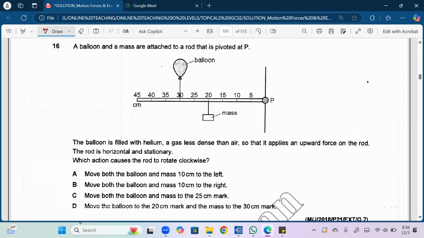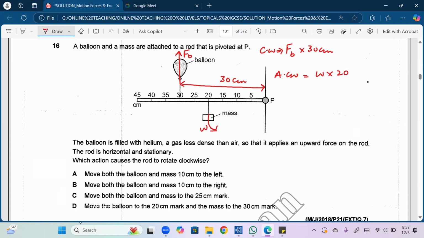It means that the clockwise moments must be greater than anti-clockwise. So over here, what are the clockwise moments which are being produced right now? This is 30 centimeters, and this is the force applied by the balloon. So the clockwise moments are FB times 30 centimeters. What are anti-clockwise moments? This is the weight. So weight times 20. Why am I not taking mass? Because this must be a force which is being multiplied by the system. They are right now in equilibrium. So FB times 30 is equal to W times 20. So what is FB in terms of W? This is 2 by 3 W.